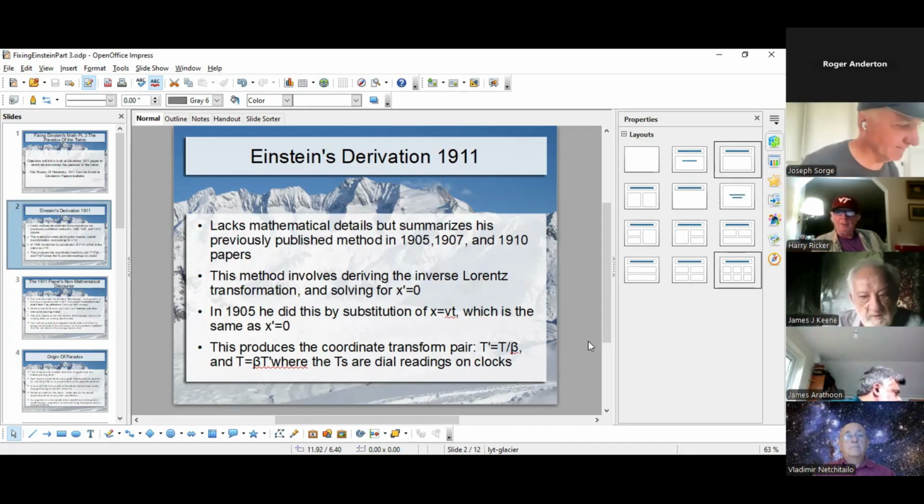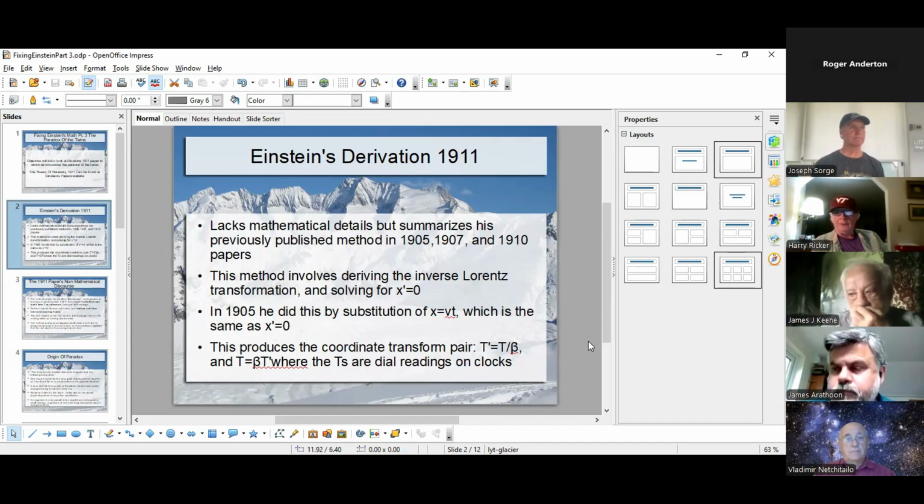And as I pointed out before, he uses the substitution x equals vt in 1905. Well, it turns out x equals vt is the same as x equals 0. I don't know that a lot of people really understand that, but that's really what's going on there. So x equals vt means the same thing as setting x prime equals 0, which means you're going to get, as your result, a coordinate transformation.